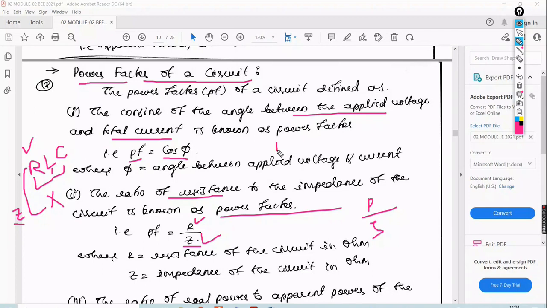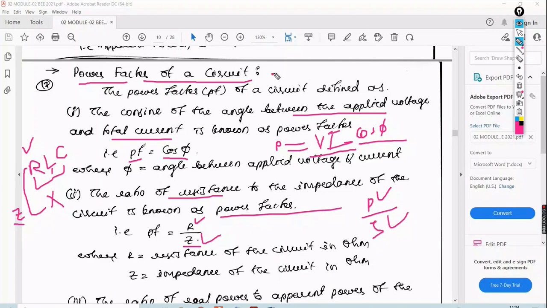Then, as you already know, in an AC circuit, P is equal to V into I into cos phi. What are V and I? The RMS values of the voltage and current. Then cos phi is the power factor. The power factor is defined by the ratio of active power, or the real power, to the apparent power. This is also a definition of power factor.